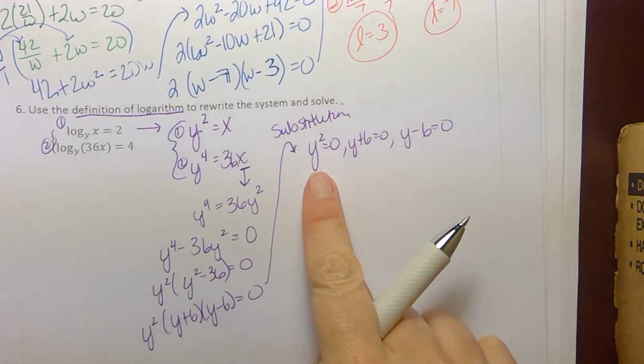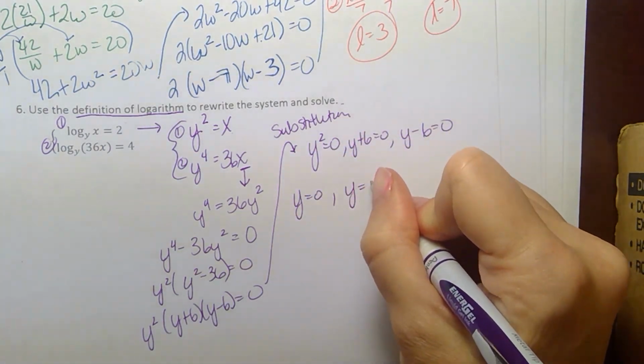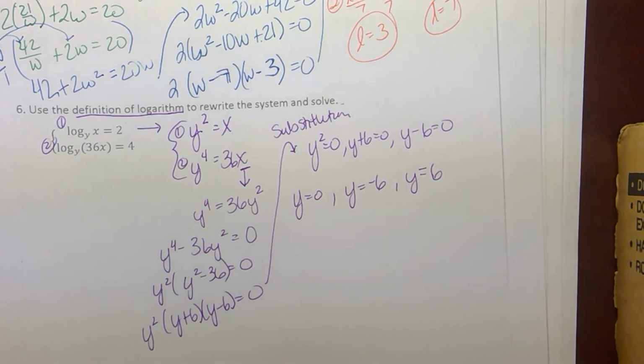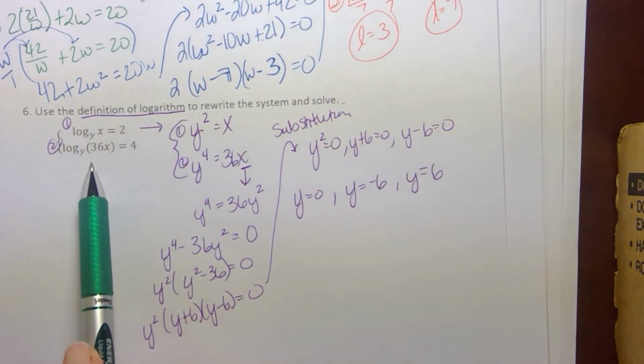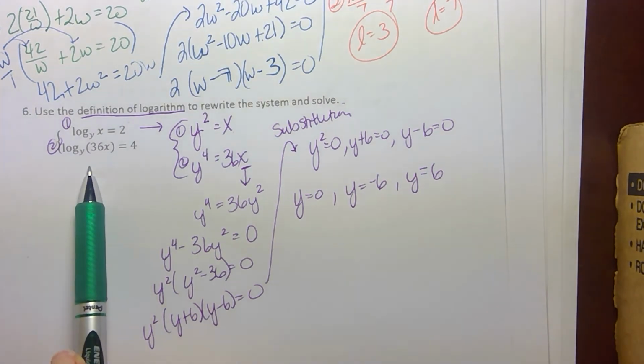If I take the square root of both sides here to solve for y, square root of 0 is just 0, so I have y as 0. Right here would be y is negative 6, and right here would be y is equal to positive 6. Okay, let's see what we can do with these three solutions. Now, y is the base of my log function. Right over here, y is the base of my log function. Think about our definitions for logarithm. We have to have some limitations.